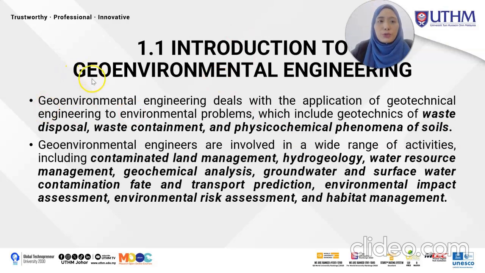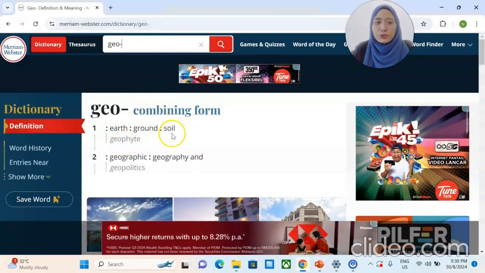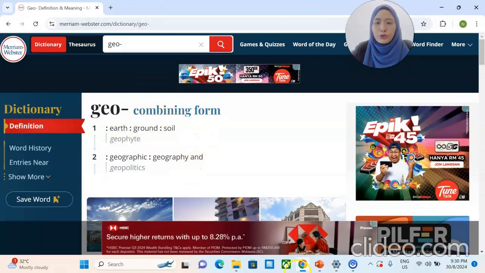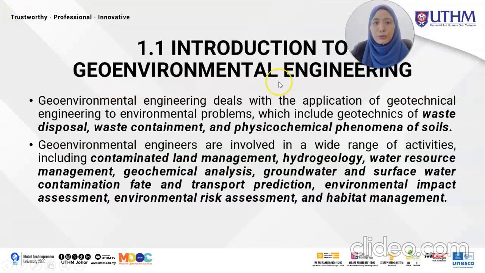If you look here, there is the word geo followed by environmental. If you Google the meaning of geo, it means earth, ground, soil, and geography. If you go back to the slide, geo-environmental means all the words in geo-environmental reflect back to the geotechnical concept. So now let's go into the introduction to geoenvironmental engineering, which deals with the application of geotechnical engineering to environmental problems, which include geotechnics of waste disposal, waste containment, and physical-chemical phenomena of soil.